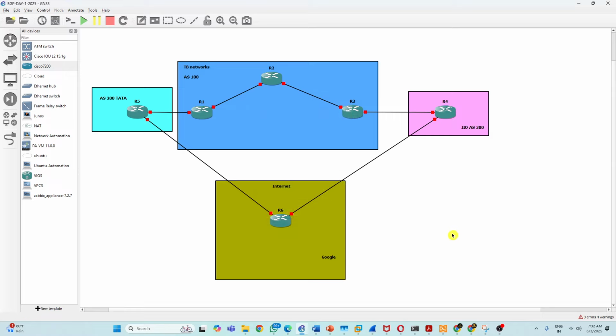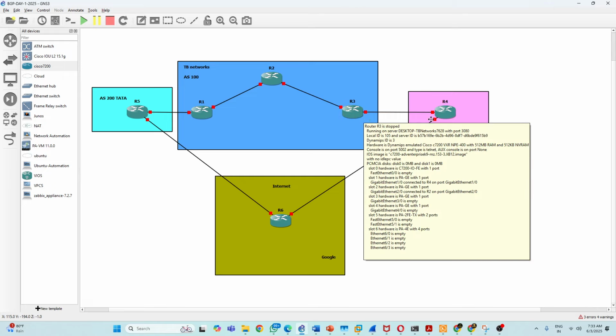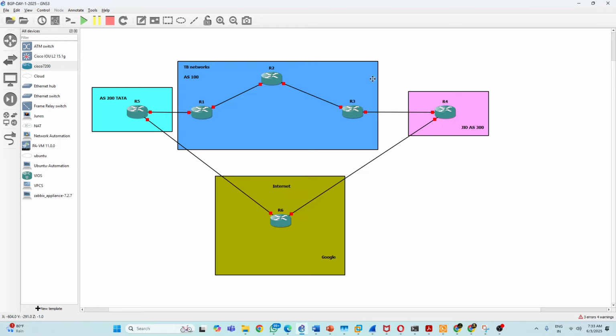Now, you tell me, we have four autonomous system numbers, right? Between this Tungabhadra Networks Company R3 router, it is connecting R3 to R4, right? Two different autonomous system numbers. What routing protocol do I need to configure here? EBGP. Here it's also EBGP and here it's also what? EBGP.